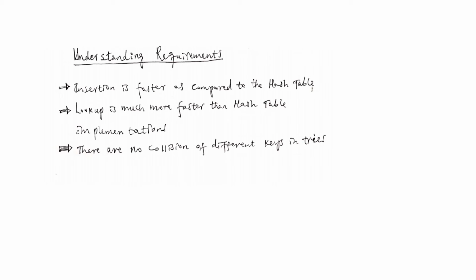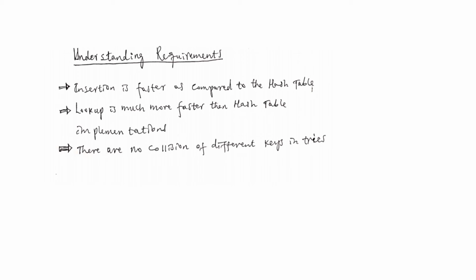Understanding what we have seen till now: understanding requirements. We have to understand these three points. We have seen searching, insertion, and deletion operations. From this, what we understand is that insertion is fast as compared to the hash table.